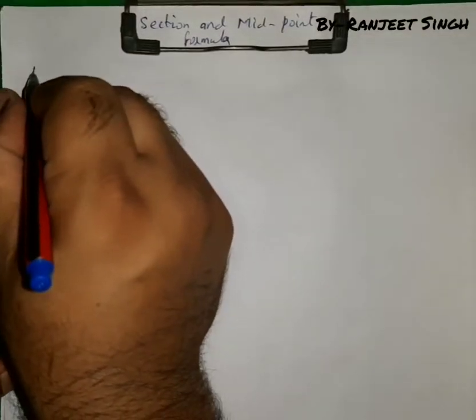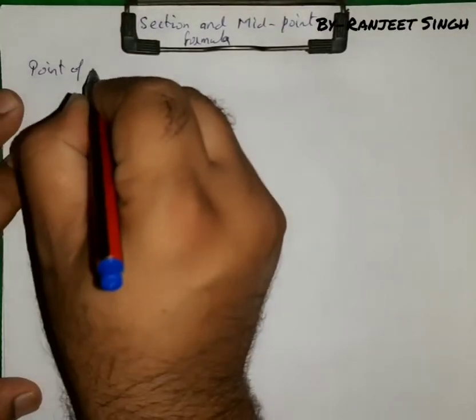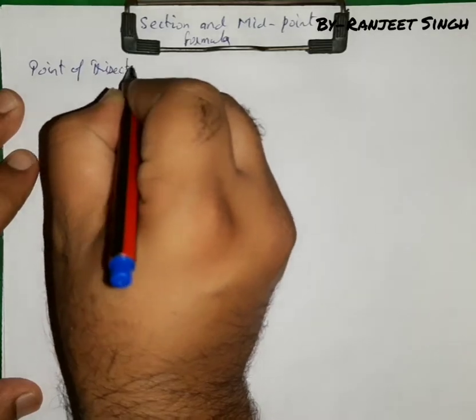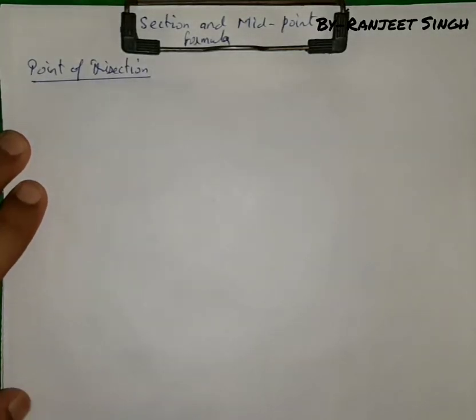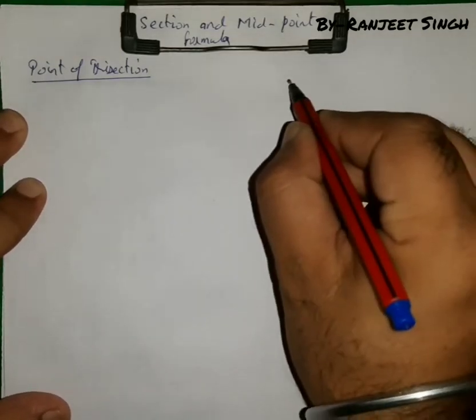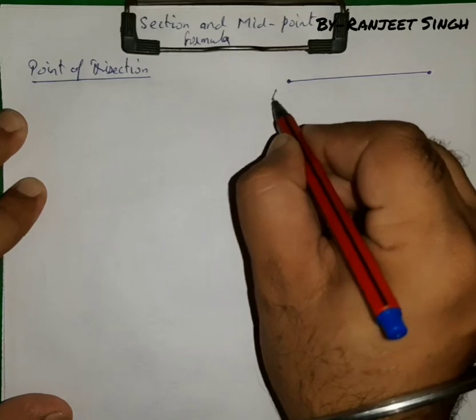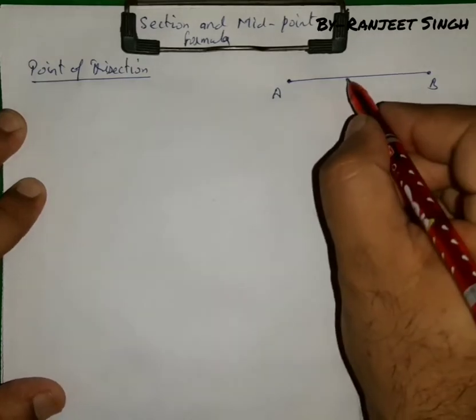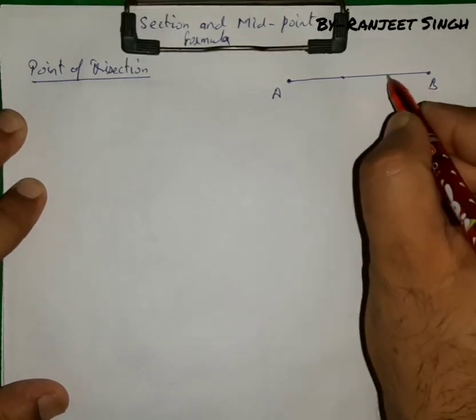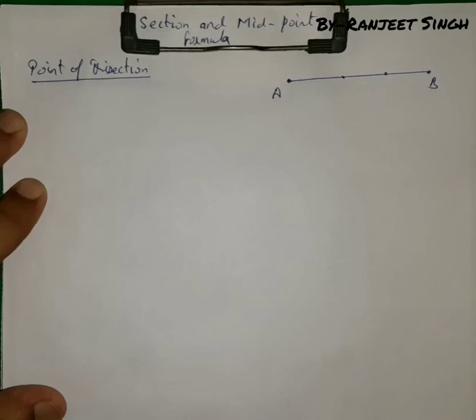Next very important topic is trisection. Trisection means the points that divide the given line in three equal parts. So let us say that we have some line AB. Since we have to divide this line in three equal parts, there will be 2 points on this line that will divide the line in three equal parts.